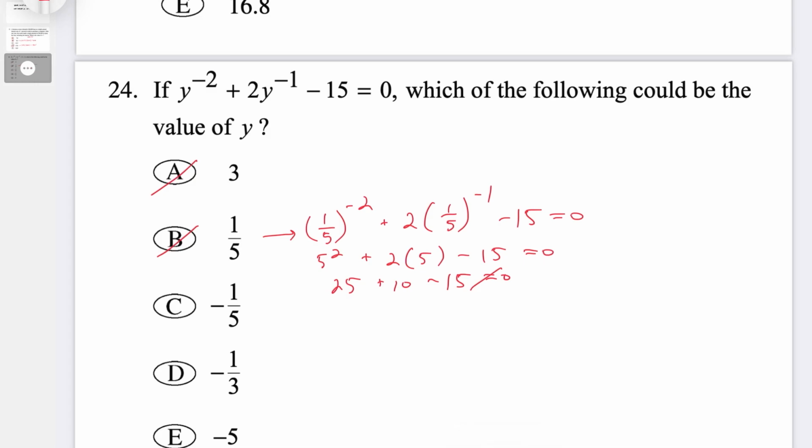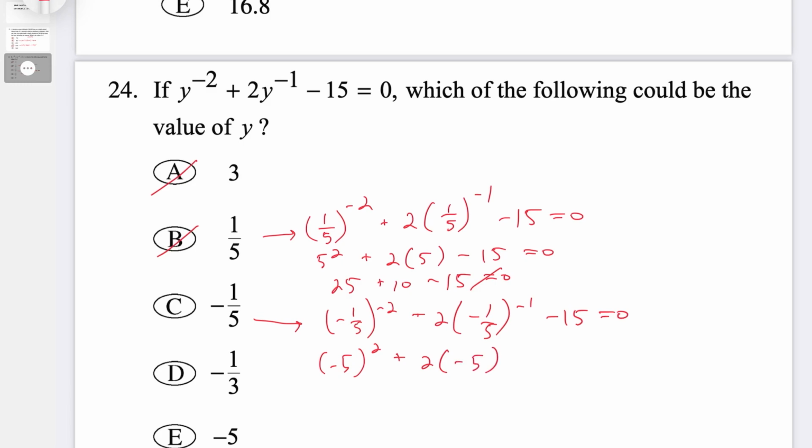However, I'm not going to jump down to D. I'm going to go to C instead because I can see that the 5s are probably good. And so if I switch from positive 1/5 to negative, it might just work. So here we have negative 1/5 to the negative 2 plus 2 times negative 1/5 to the negative 1 minus 15 equals 0. Simplify to negative 5 squared plus 2 times negative 5 minus 15 equals 0. And we can see that we're left with 25 minus 10, which is 15, minus 15 equals 0. So C is correct. Let's talk takeaways.